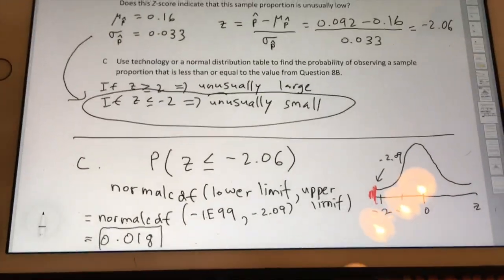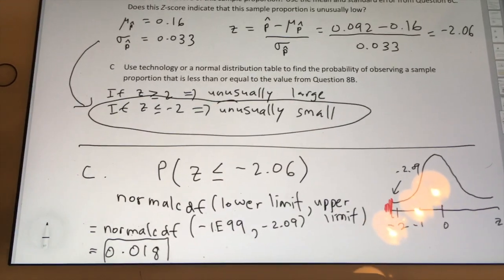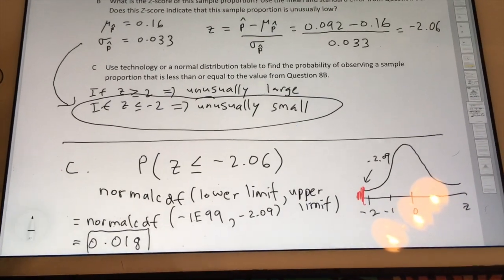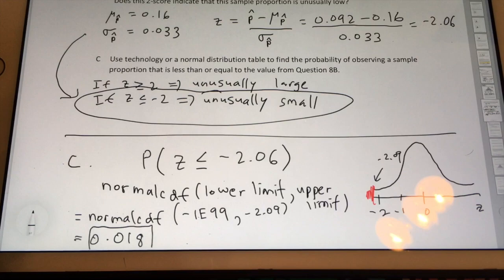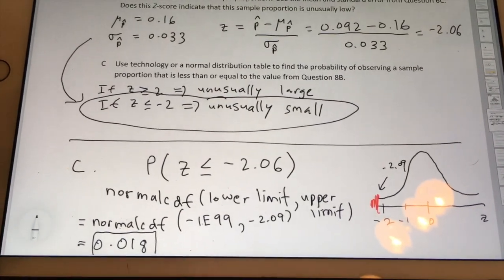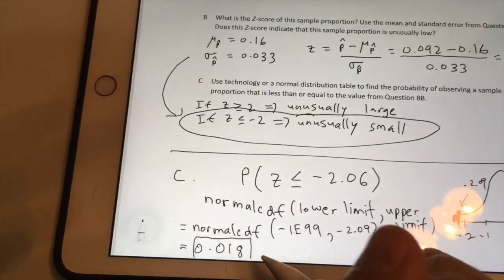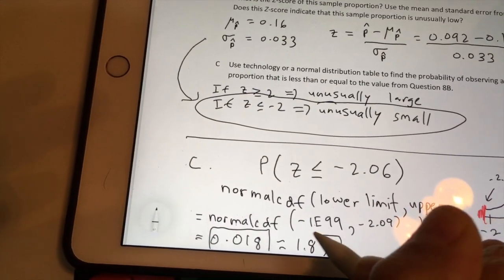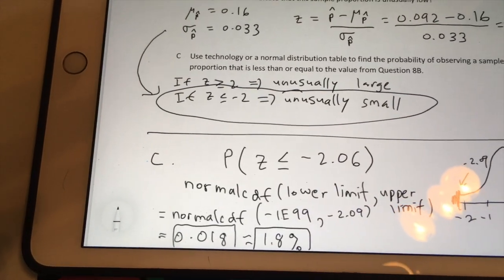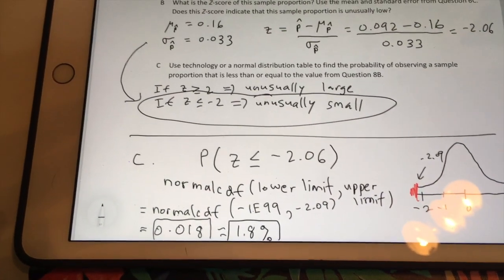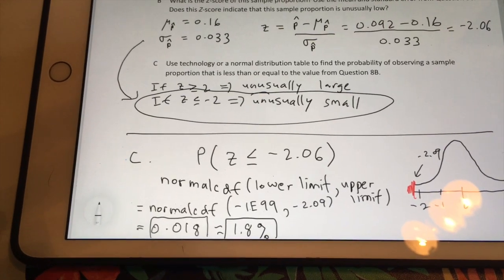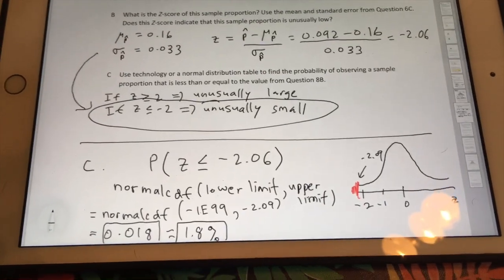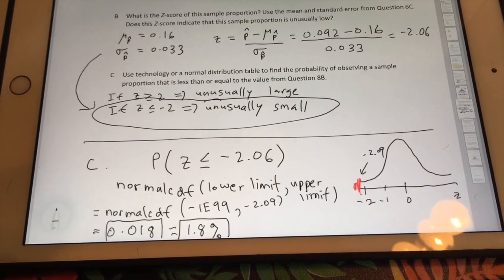Just to finish this up, I want to talk about what that means. That means the chances of getting a sample that is as small as that is only 1.8%. Okay, 0.018 is the same as 1.8%. I just wanted to put down both answers here so that you guys understand they are the same thing. You just move the decimal place over 2 times. But that is how you use the normal CDF on your calculator, and we're going to be doing that quite a bit in this class.